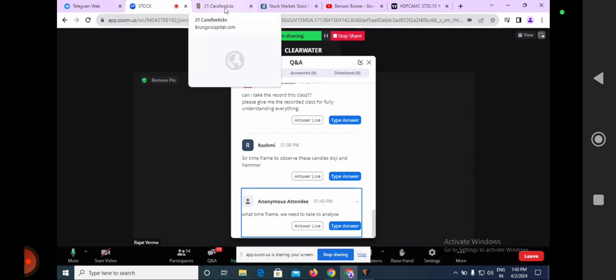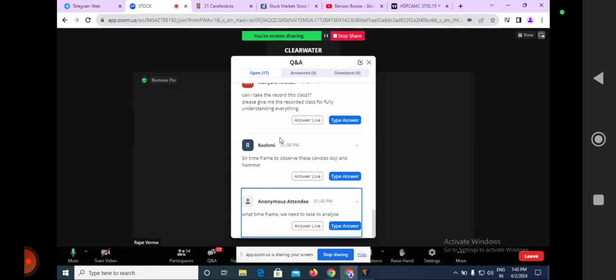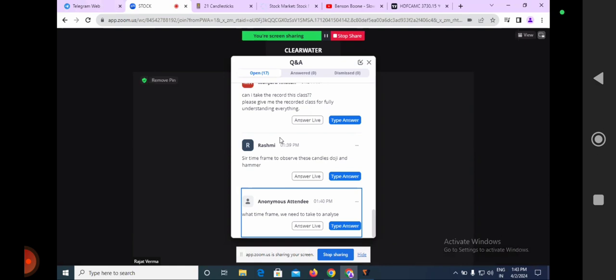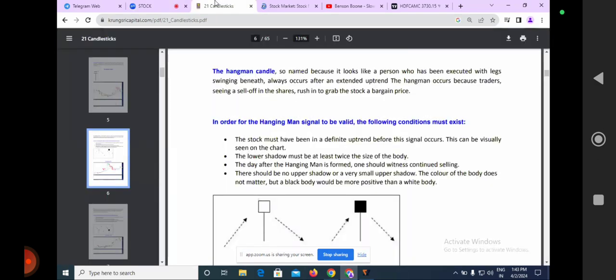My dear friends, just let me know in the comment box, have you really understood about the doji candle, hammer candle as well as the hanging man candle? Can I move to the next topic? Because, my dear friends, these are very important topics. Whenever you analyze any stock, if you are able to identify the level where the market is going to reverse, that will be a great advantage over other traders.